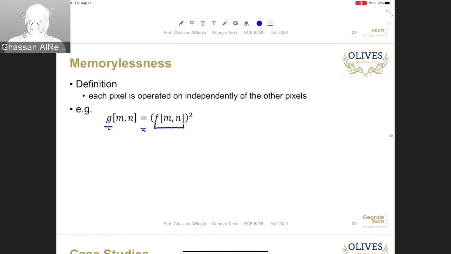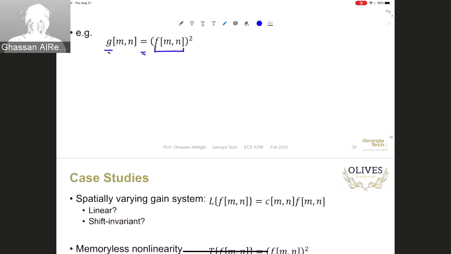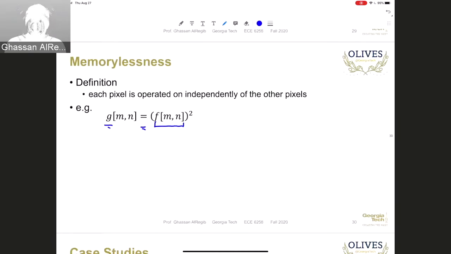Memory is always an indication of time, but we are extending this to the spatial domain. Memory means that we are looking at the neighboring pixels, which happens very often in image processing, because as we already know, there is a very high correlation among neighboring pixels.